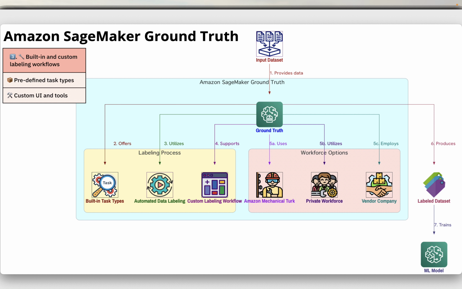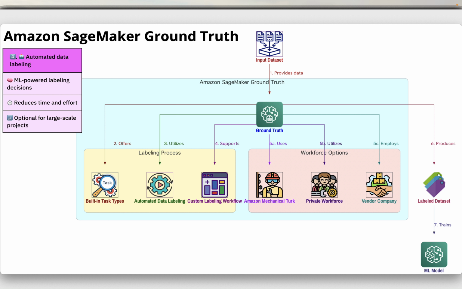Ground Truth provides both built-in and custom labeling workflows to suit different ML applications. Users can select from predefined task types for common labeling needs, or create custom labeling processes with their own interface and tools. This flexibility allows for an optimized labeling process tailored to specific data types or requirements. Basically, you tell the task through the Amazon SageMaker console what you want them to look for. You give some examples or put in a text description, and then whoever you hire to do the labeling task will have more idea of how to go about labeling your dataset.